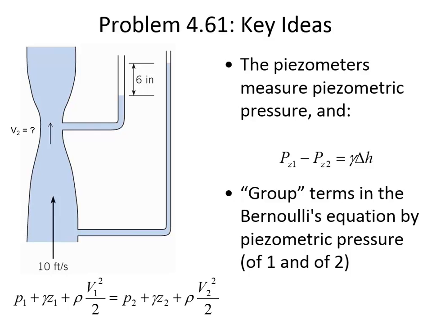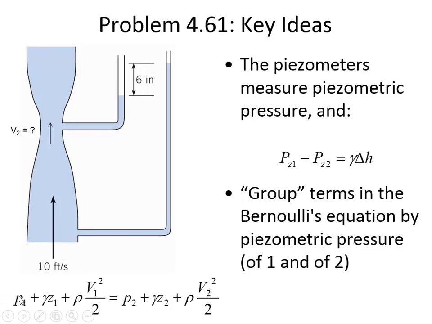All right, one of the homework problems you've got is problem 461. And piezometers are attached to some pipe, and they measure piezometric pressure. And so what you should keep in mind here for this problem is, first of all, Bernoulli's equation can be expressed either in terms of head or in terms of pressure. And this is the version of the equation expressed in units of pressure for each of the terms.